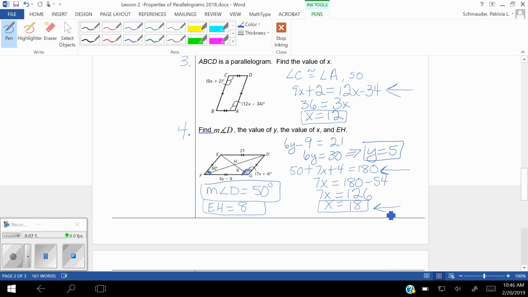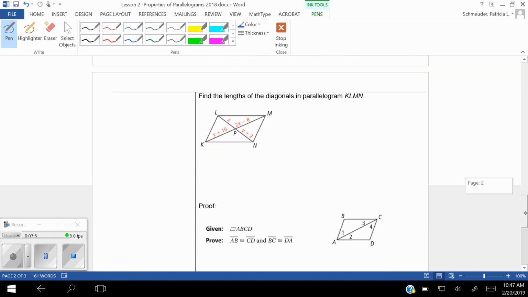All right, figuring out what y is, well, I know the opposite sides of this parallelogram are congruent, therefore their measures are equal, so I set 6y minus 9 equal to 21, got y equals 5, and then they wanted me to find the measure of angle D. Well, I know that angle D is congruent to its opposite angle, so it's 50 degrees. And also I know the diagonals bisect each other, so because GH equals 8, I know that EH has to equal 8 as well.